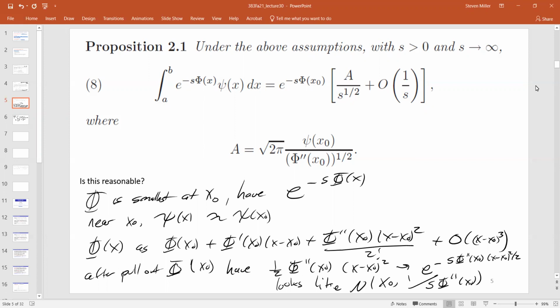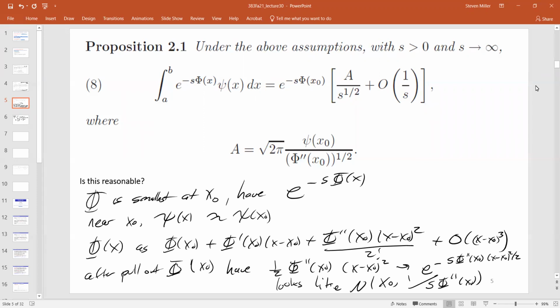Your phi of x is basically your phi double prime x0, x minus x0 squared over 2 factorial. And so this is where that is looking like e to the negative s phi double prime of x0, x minus x0 squared over 2. It's looking like a Gaussian. It's looking like a Gaussian with variance 1 over s phi double prime of x0.